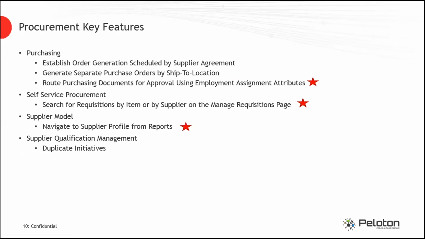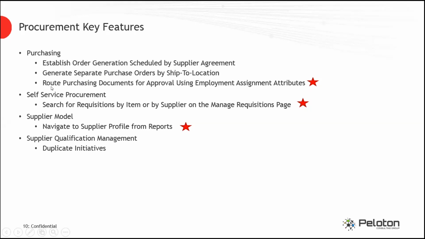Similarly, from the procurement standpoint, we have a couple of nice features on the grouping of order generation by supplier agreement. Let's say you are using a blanket purchasing agreement and you are going to place multiple orders in a day, you can actually consolidate them and put them into one PDF. And then you also have a provision to generate purchase orders by ship to location now. So this is one other new area.